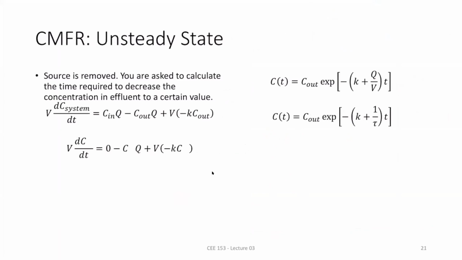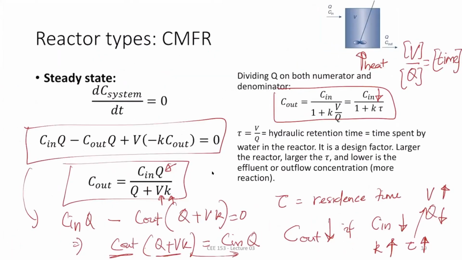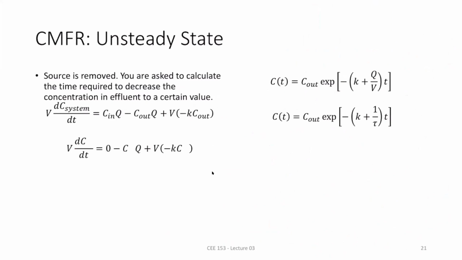Okay, so for unsteady state, because we did solve the steady state one, dc by dt equal to 0. For unsteady state, we cannot say it is 0. So if that's what I did here, unsteady state, I put this one equal to this, and then I ask what if the source is removed? That means C in equals 0. Then you can solve this one.